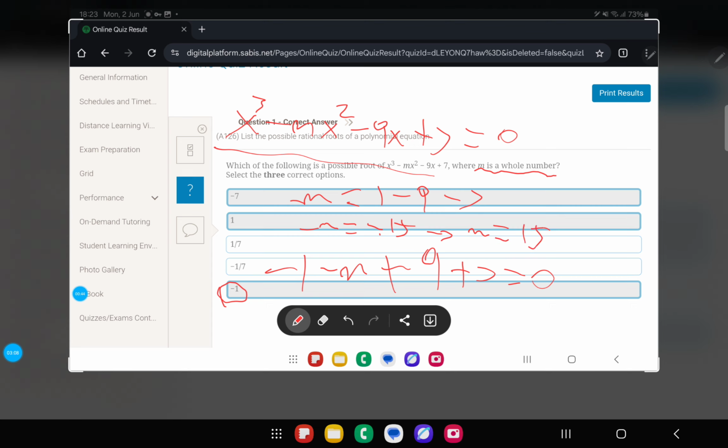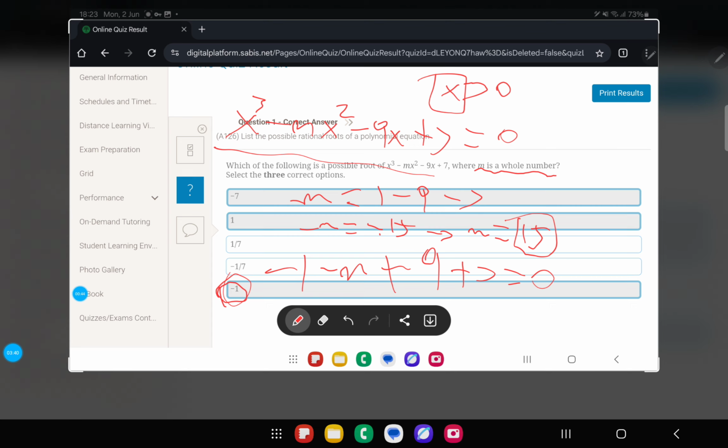Now 15 is positive, and it's a whole number. Whole number basically means a positive number that's larger than 0. That's it. So m is a whole number, since 15 is larger than 0, of course. So here, 15 is the whole number, which makes negative 1 a possible root, a correct one.